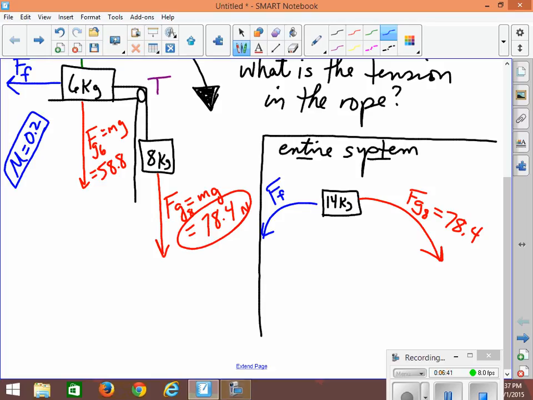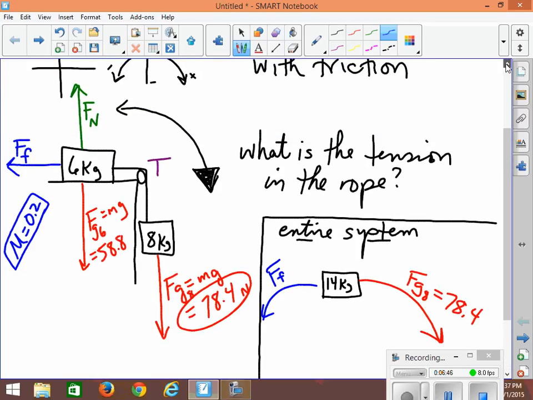Now, why don't I need to worry about the other two forces, the normal and the gravity on the 6 kilogram block? Well, the reason is because we are using a reference frame that has a y-axis that's up and down, and a clockwise, counterclockwise motion on the other. These two forces, the force of gravity down on the 6 kilogram block, can have no effect on the clockwise or counterclockwise motion of this system.